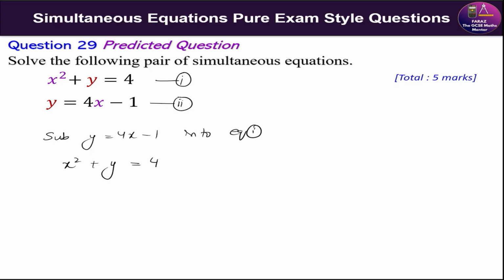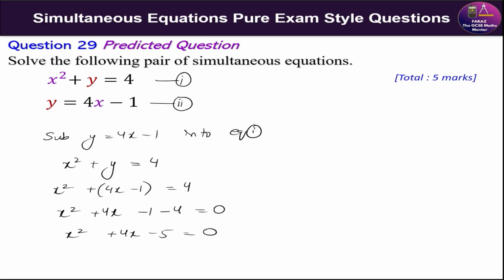So let's write equation number 1: x squared plus y equals 4, and then x squared plus 4x minus 1 equals 4. Bring this 4 to the left side, it will become negative 4 equals 0. Therefore, we have x squared plus 4x minus 5 equals 0. Now you have to factorize this quadratic equation. This will give you (x plus 5)(x minus 1), as x times x is x squared, plus 5 minus 1 is plus 4x. And x plus 5 means x equals negative 5, and x minus 1 means x equals positive 1.